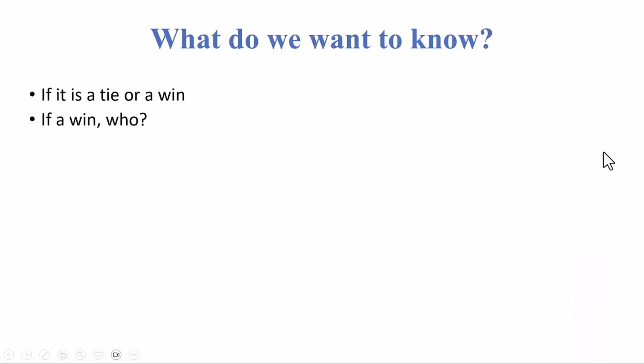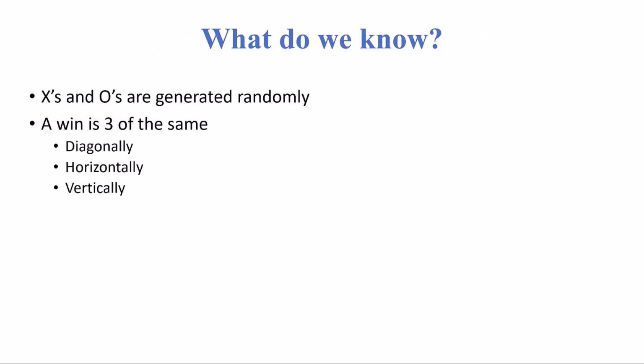What do we want to know? That's the first thing we want to figure out. Well, we simply want to know, is it a tie or a win? That's really what we're looking for. And if it's a win, who? X or O? That's all we want to know on this thing. It's very, very straightforward. What do we know? Well, we know that X's and O's are generated randomly. They're generated through random numbers, which are then converted to X's and O's. A win is 3 of the same, diagonally, horizontally, or vertically.